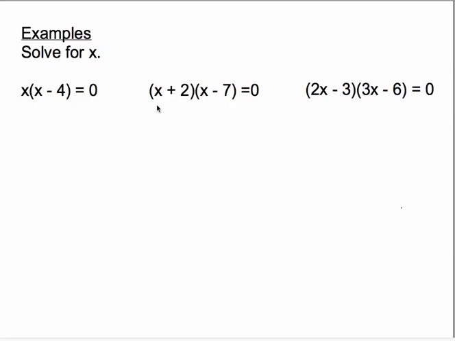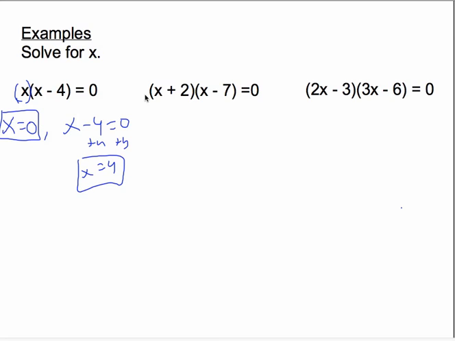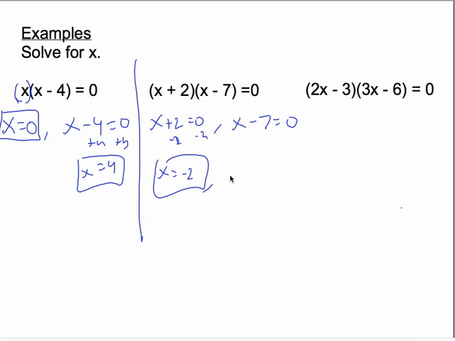So when we use that to solve equations like these, we have x times x minus 4 equals 0. So either x equals 0 or x minus 4 equals 0. And in this case, we can solve and we have x equals 4. So x equals 0 or x equals 4. And similarly here, we have x plus 2 equals 0, or we have x minus 7 equals 0. And we can solve both of these equations. We get x equals negative 2, or x equals 7.